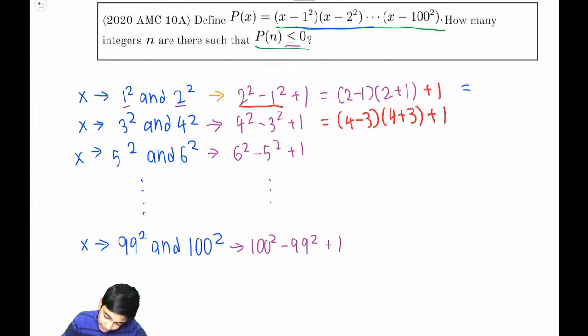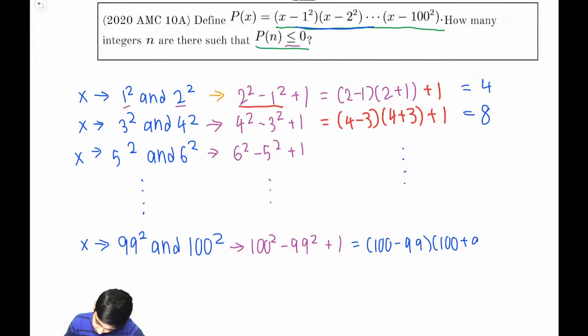This will be equal to 1 times 3 plus 1 is 4. This will be equal to 1 times 7 plus 1 or 8. And so on. You can continue using difference of squares, all the way to this one, which will be equal to 100 minus 99 times 100 plus 99, plus 1. And that will just be equal to 1 times 199 plus 1, which will just be equal to 200.